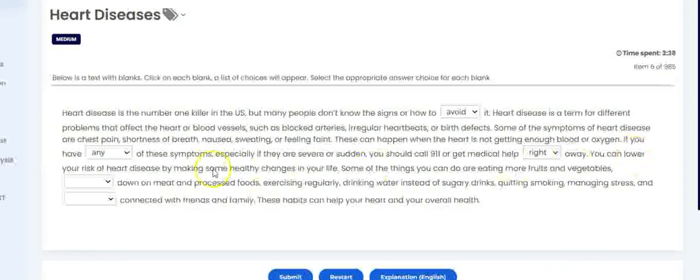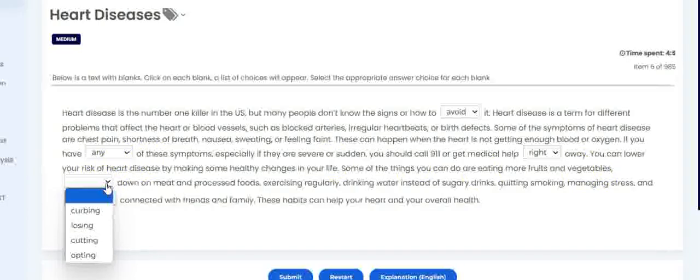All right. So you can lower your risk of heart disease by making some healthy changes in your life. It is talking about some advice. It is giving how you can keep your heart healthy. Some things you can do are eating more fruits and vegetables. These are the options they are giving as recommendations.